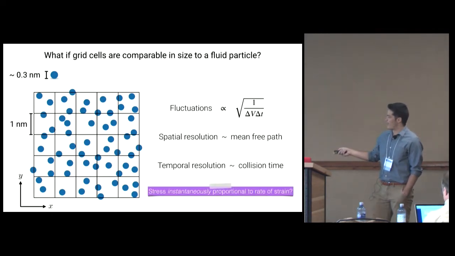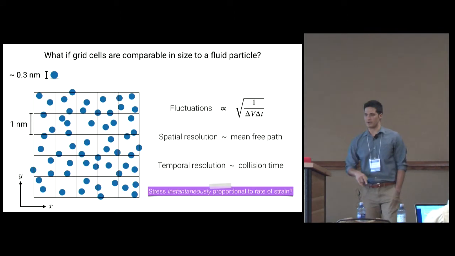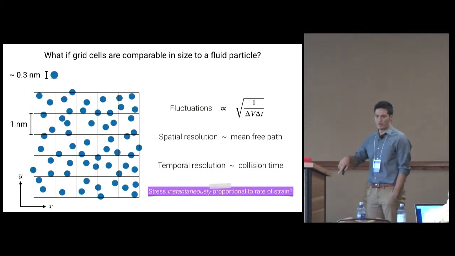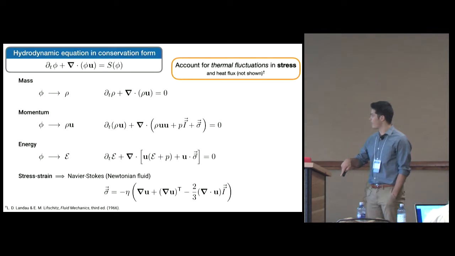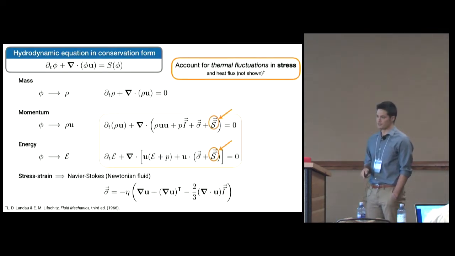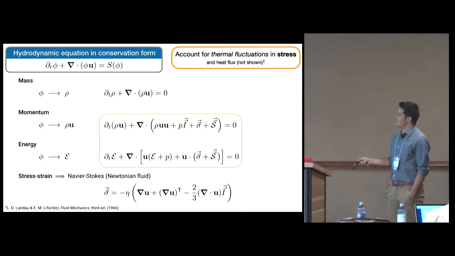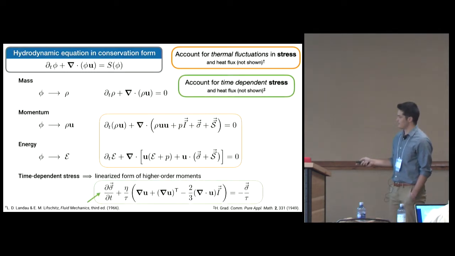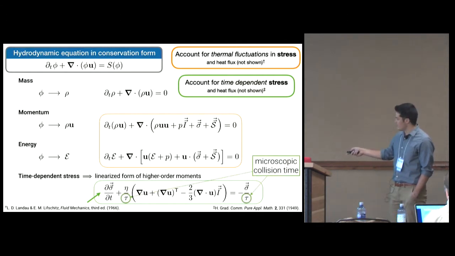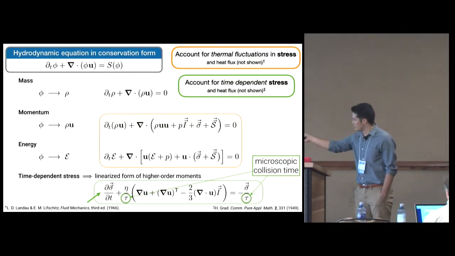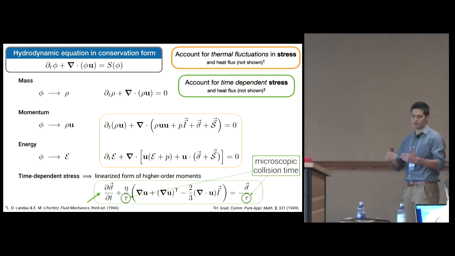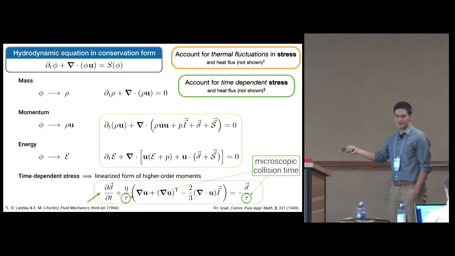One question you might ask is: is the stress instantaneously proportional to the rate of strain? In other words, does the fluid look Newtonian when you're at this scale? I already put in the thermal fluctuations. The argument is that you actually need to go beyond that. So the stress, perhaps you would write down as an ansatz, should be time dependent. What I've done is introduce this microscopic collision time, the mean time between collisions of the particles. I'm not going to justify this just yet, or maybe I don't even have time to, but I'm going to make this argument that I think is rather nice and has practical use.